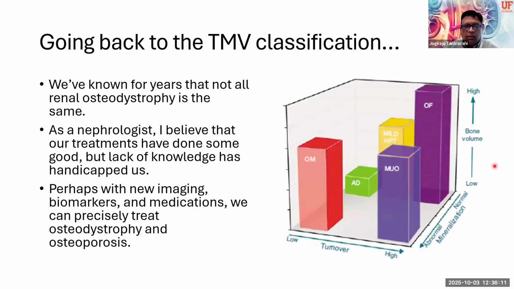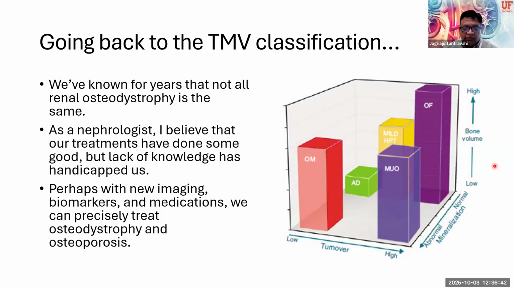Okay? So I want to go back to the TMV classification. And I think we've known for years that not all renal osteodystrophy is the same. And I think that our treatments have done some good. I've been doing this for a long time, and I really can't remember that many patients of mine, going back from my fellowship to my time here at University of Florida, who died from a spine fracture or hip fracture or things like that. I'm sure it's happened, but it's not the kind of thing that has happened all the time.